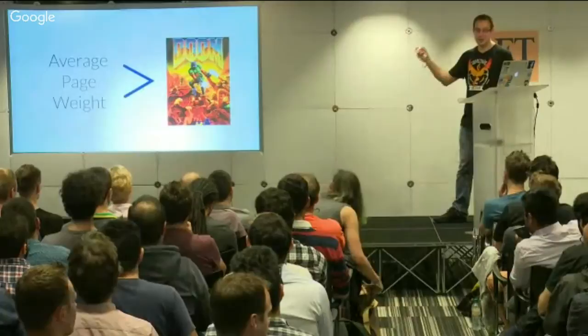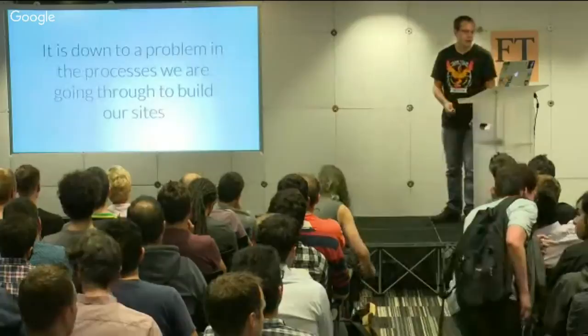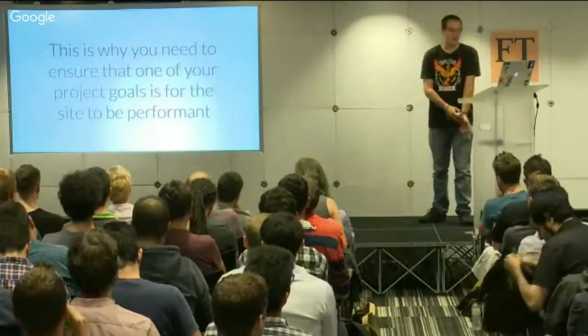And this isn't down to the lack of knowledge in teams. It's down to the way that knowledge is utilized within teams. It's down to the problem in the processes we're going through to build our sites. This is why you need to ensure that the project goal is for sites to be performant. We have already made our stakeholders aware of the impact of performance, so we need to make it the heart of our process and the heart of everything we do.